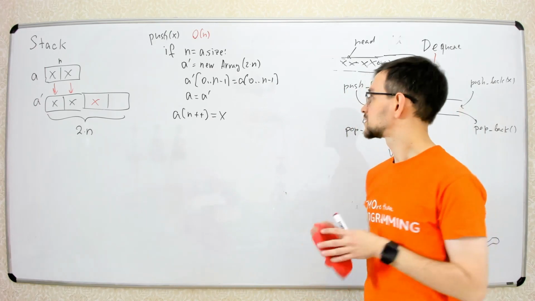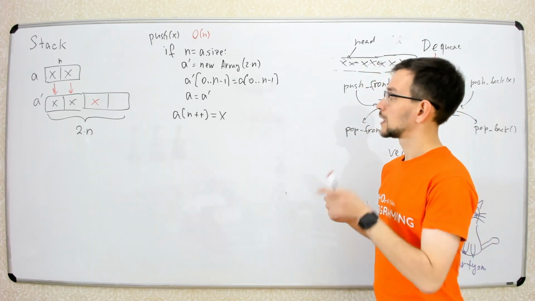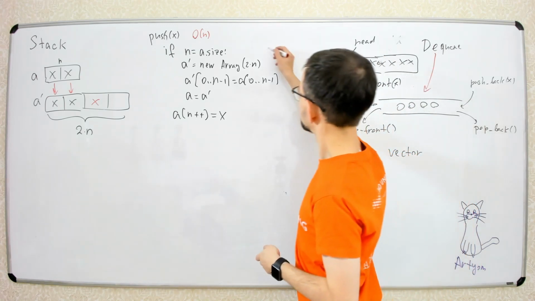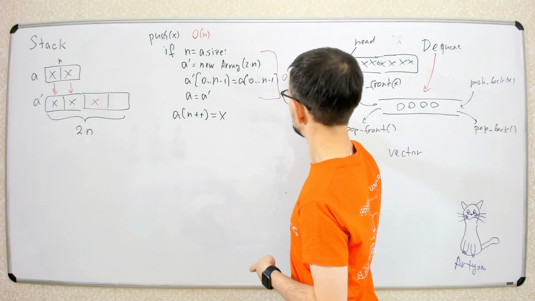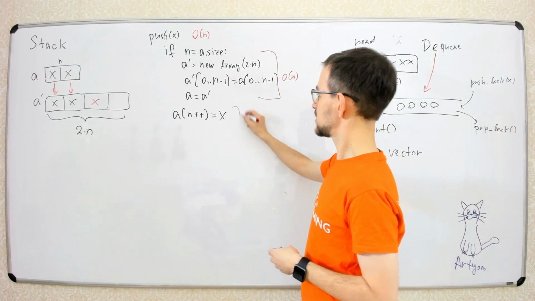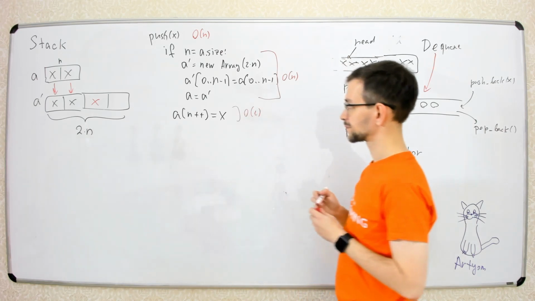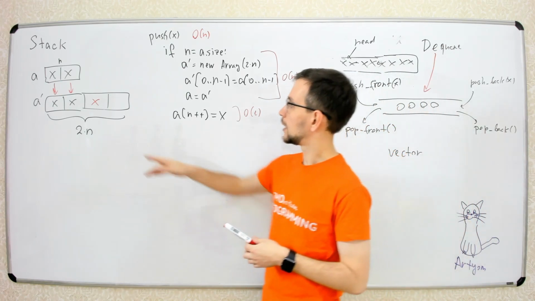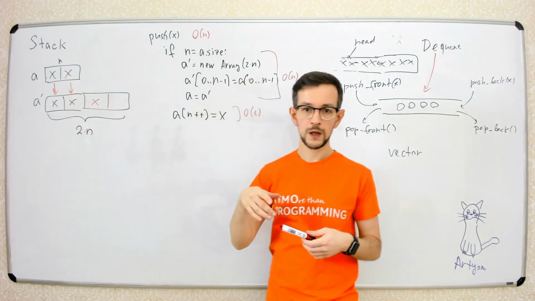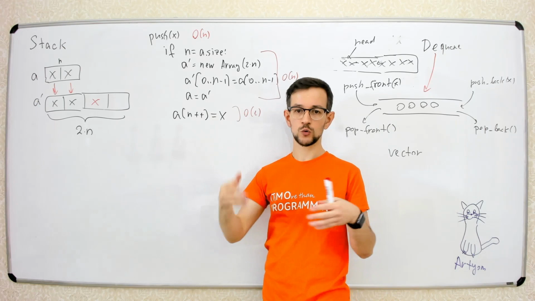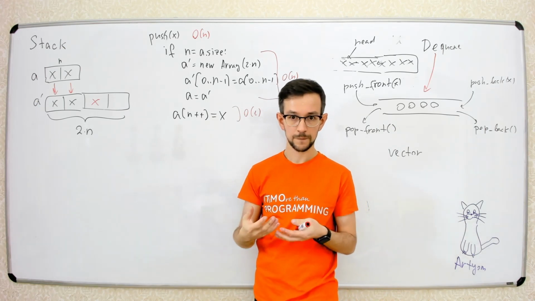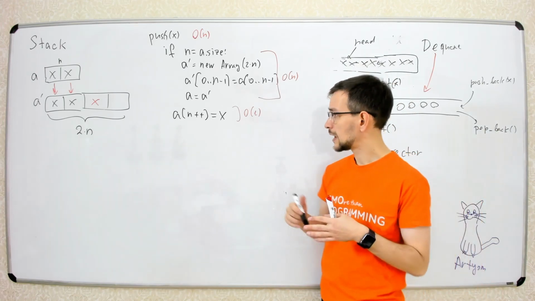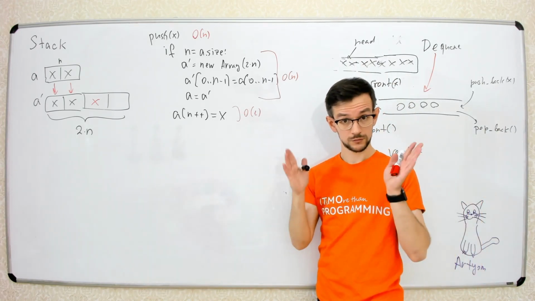Again, what is the time complexity? And again, the worst time complexity will be big O of n. So this part works in linear time, and this part works in constant time. So in the worst case, when the array is full, you need to spend linear time to insert a new element in the stack. But this does not happen very often.